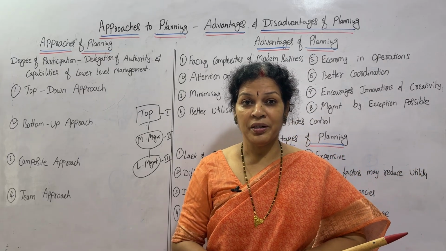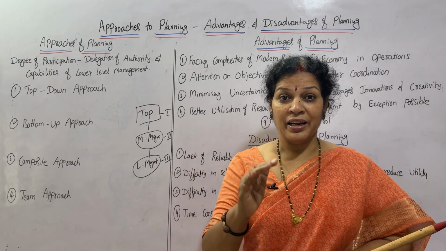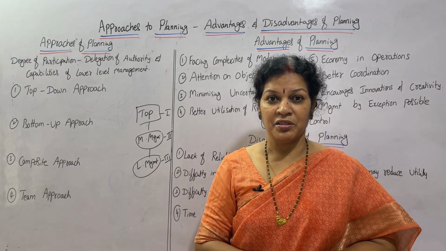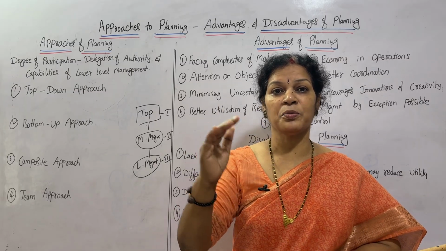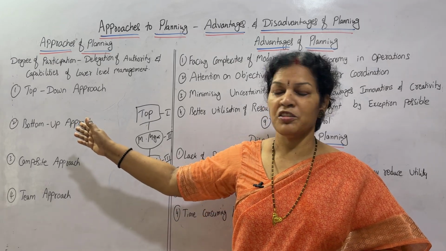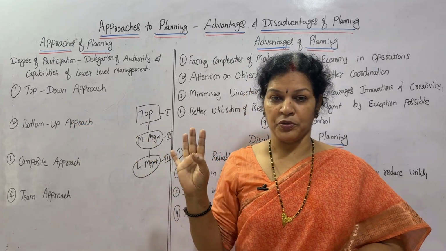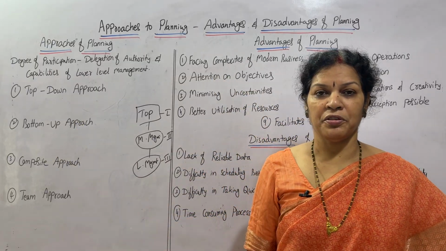I'll tell you an example. In olden days, combined families. In combined families, elders used to take the decisions, and the younger generation, the children, had to follow simply because they are experienced. The same thing we are implementing in this top down approach. Okay. Second approach is bottom up approach.